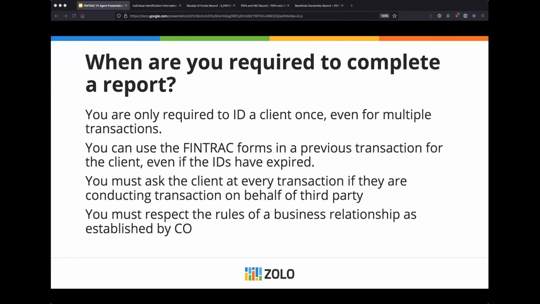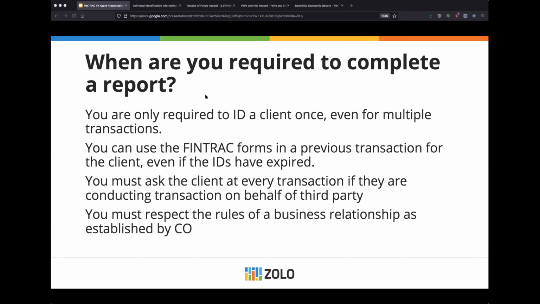Further, you're only required to ID a client once, even for multiple transactions. That means that you can use the same Fintrac forms from a previous transaction in a current transaction. What you are required to do, however, is for every single transaction, you are required to ask the client if they are conducting this transaction on behalf of a third party.